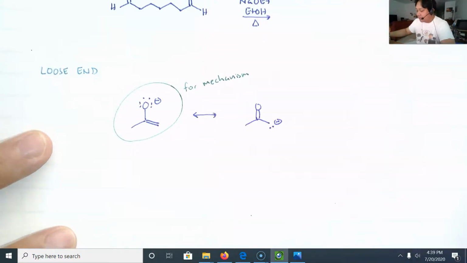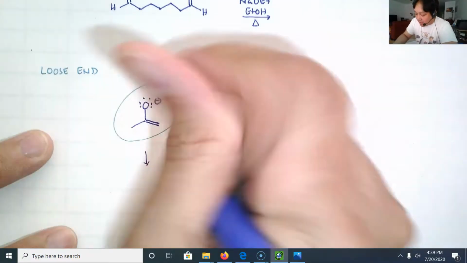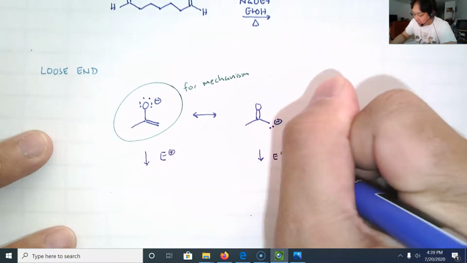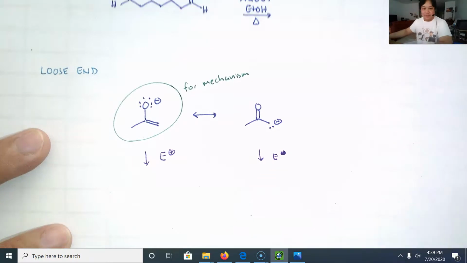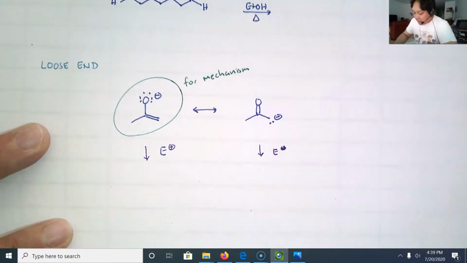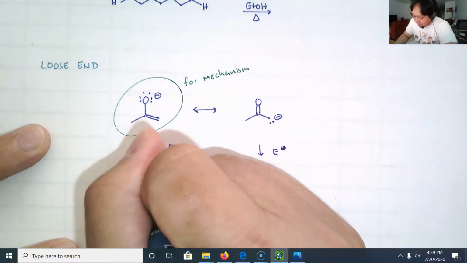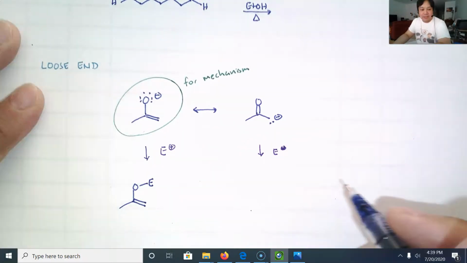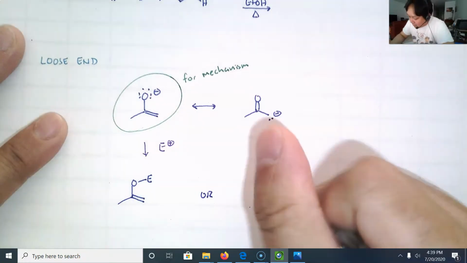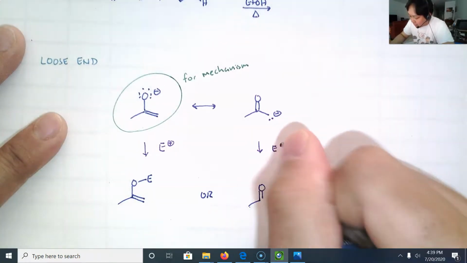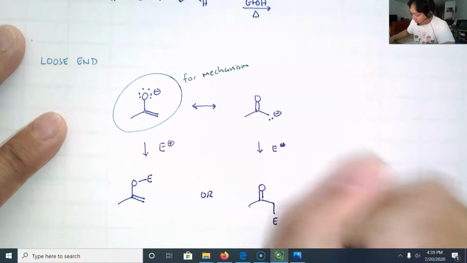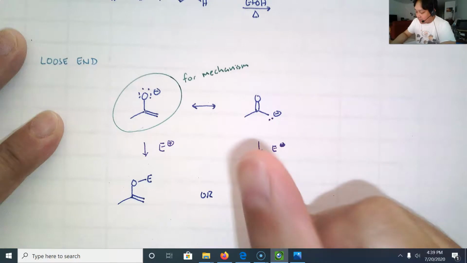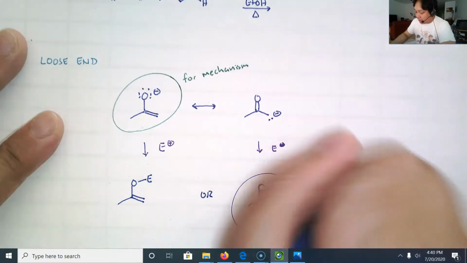But the question is, when I add an electrophile, the electrophile that we've been using is just a carbonyl group. That's an E+. You could put the electrophile on the oxygen, right? That makes sense because opposites attract. Or you could do like in an aldol, put it on the alpha carbon, which is what we've been seeing all the time. So this is your aldol product.